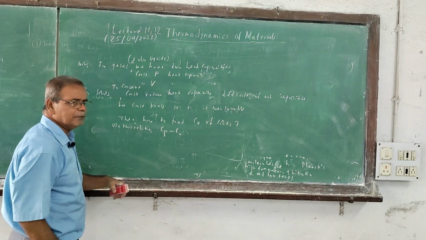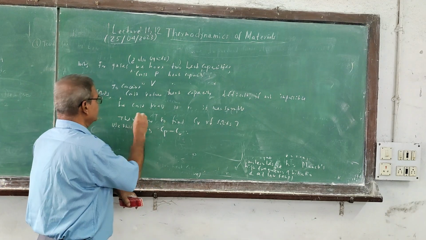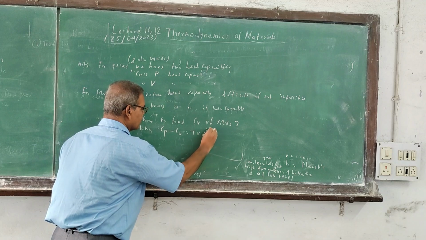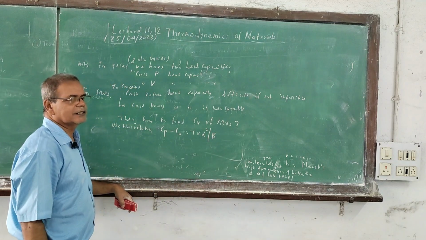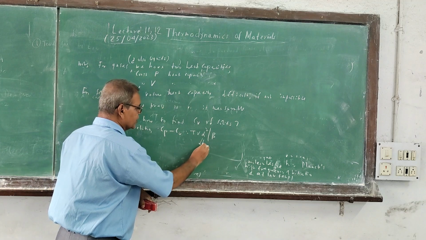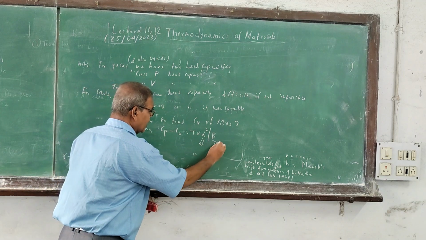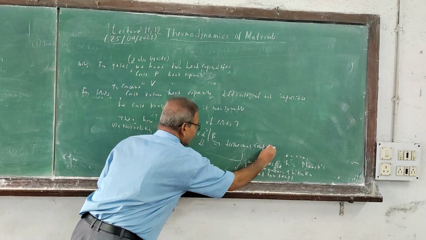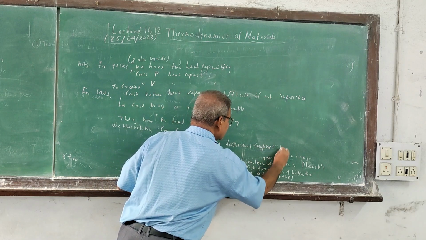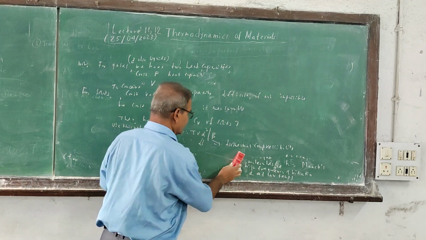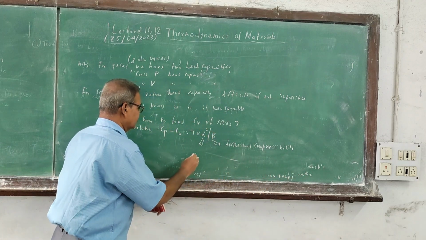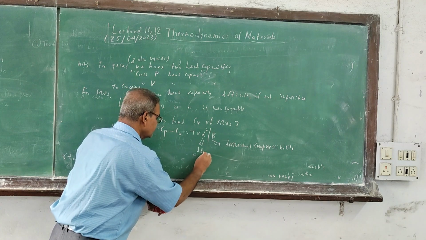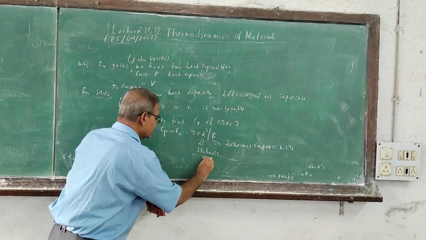What is the relation? Cp you can measure. Cp is measurable. Remember, constant pressure is measurable. Cp minus Cv is what? T V alpha squared by beta. T is the temperature, V is the volume. Alpha is the coefficient of, and beta is the isothermal compressibility. This is isobaric expansivity.